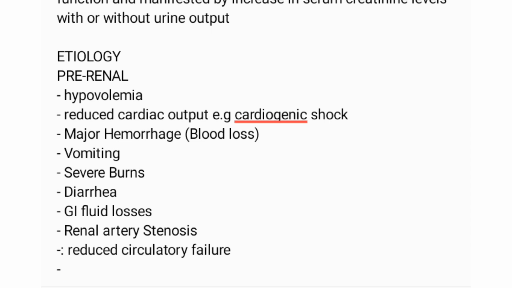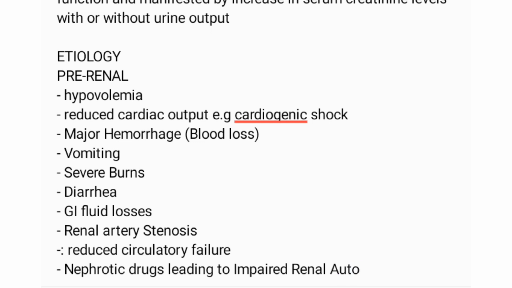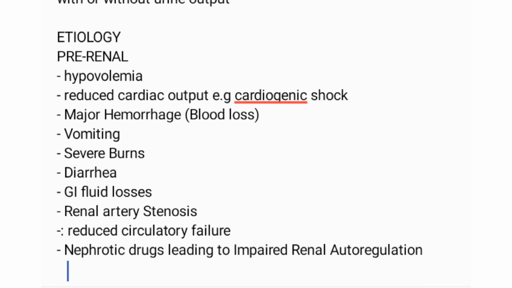The other point is impaired renal autoregulation due to the use of nephrotoxins. There are drugs which we consider to be nephrotoxic, which lead to impaired renal autoregulation. Those drugs include NSAIDs, so we have NSAIDs first.